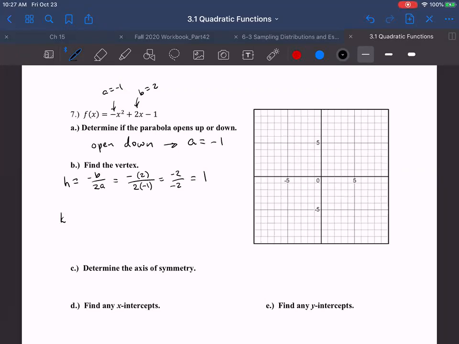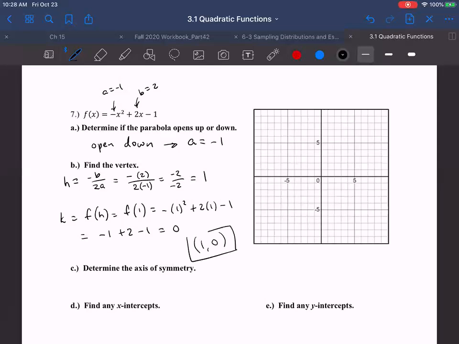To find k, we simply plug h back into our function. So this is f of 1. And so we get negative 1 squared plus 2 times 1 minus 1, just like that. And then we end up with negative 1. So it's 1 squared and then make it negative. So this is negative 1 plus 2 minus 1. So again, what we have here is negative 2 plus 2. This is 0. And so we end up with the point (1, 0) as our vertex.